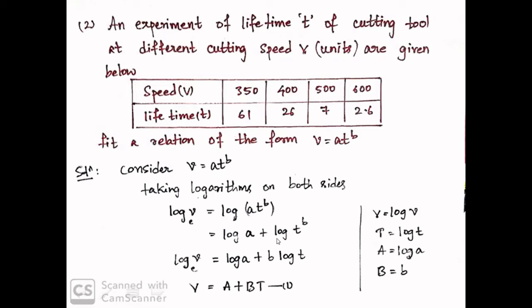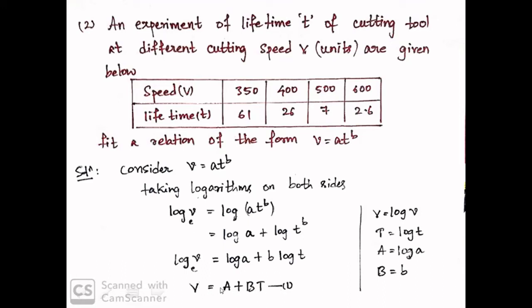Again, by the logarithmic property, log m to the power n can be written as n log m. So by using that, we have log v is equal to log a plus b log t. Now we just change the parameters. Log v we take as capital V, log a we take as capital A, small b and capital B are the same, and log t we take as capital T. We name this equation 1.